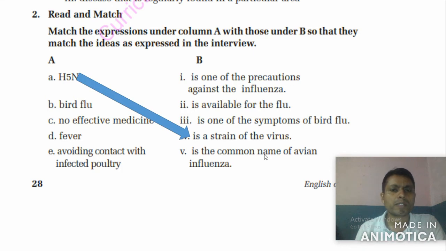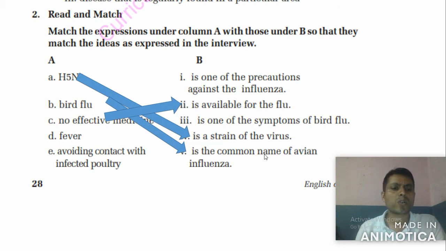Now bird flu. Look at the next one. Bird flu matches with what? Pick any one suitable according to the information given in the interview. Yes, look here. Bird flu is the common name of avian influenza. Got it? And now look at number C. No effective medicine. Look at it. No effective medicine is available for the flu.